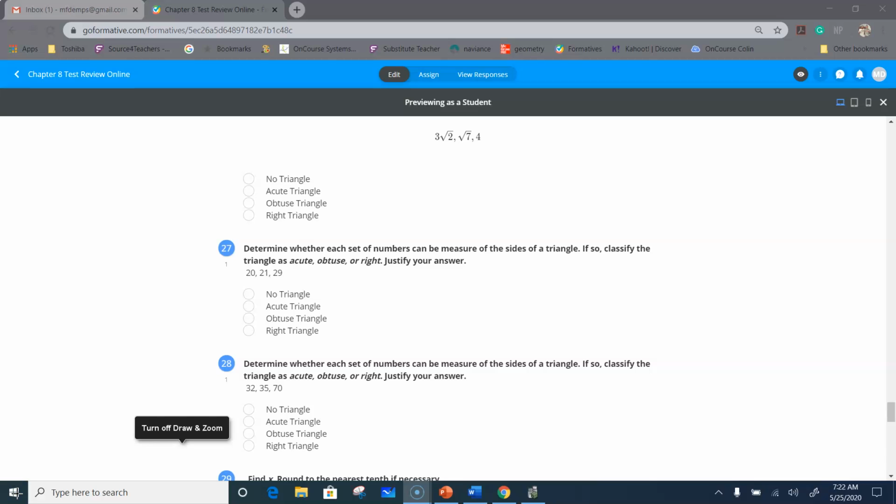So let's look at 20 squared plus 21 squared, and we'll compare that to 29 squared. I get 841 when I add these two together.